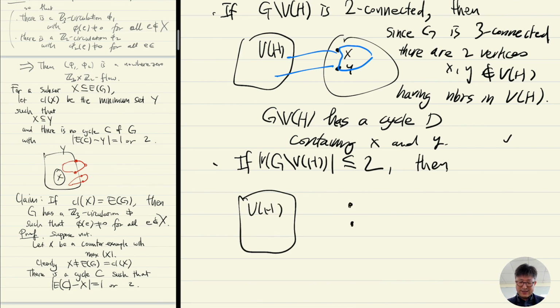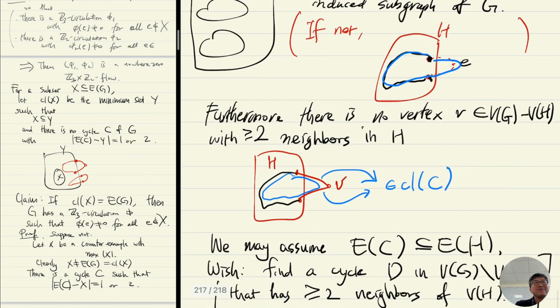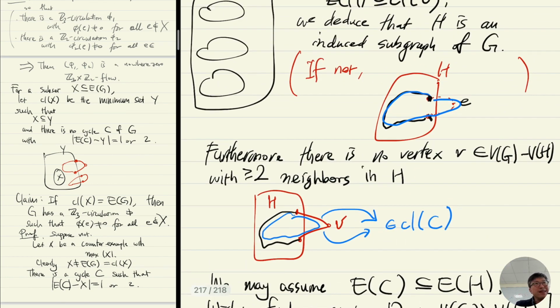If you have only 2 vertices here. Oh, actually, I'm not finding. Alright, so every vertex has degree 3. Okay, every vertex has degree 3, so each vertex has degree 3. So even if they are adjacent, you must have at least 2 neighbors. That's a contradiction, right? Because we said we can assume that every vertex has at most one neighbor in H. No vertex has 2 neighbors in H.